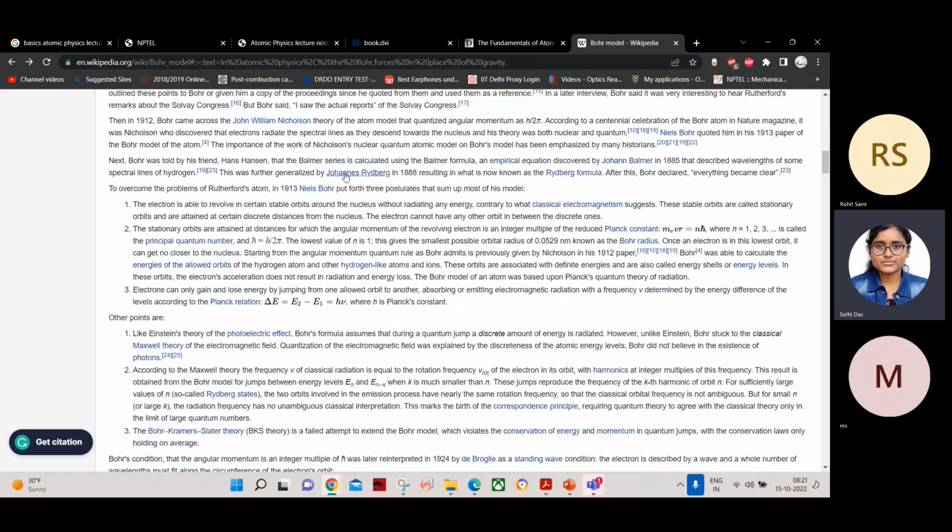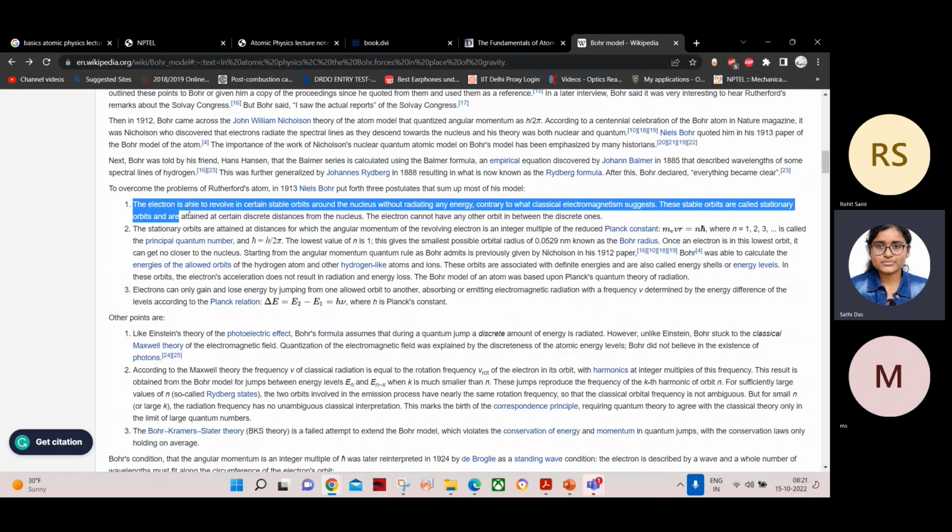The electron is able to revolve in certain stable orbits around the nucleus. And when you are considering a stable orbit, that means it is not radiating any energy. This is contradictory to classical mechanics, because electrons here are not radiating any energy when they are in the stable orbit. These stable orbits are called stationary orbits, and they can only attain certain discrete states or discrete distances from the nucleus. And there should not be any electron in between any two orbits.